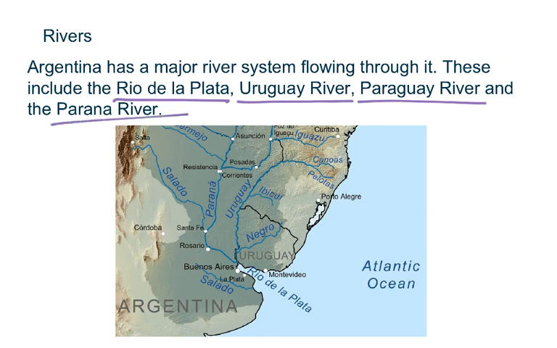As you can see in the bottom picture, you can see the different rivers that flow through this part and flow right outside Argentina, or excuse me, Buenos Aires. So it is a very, very large river system, and it helps this area in many ways.